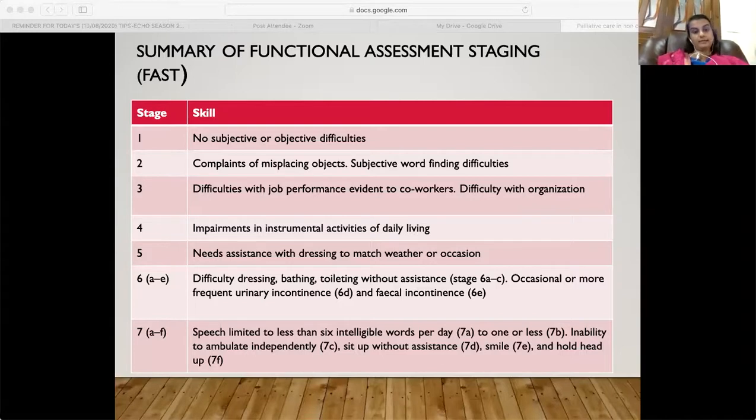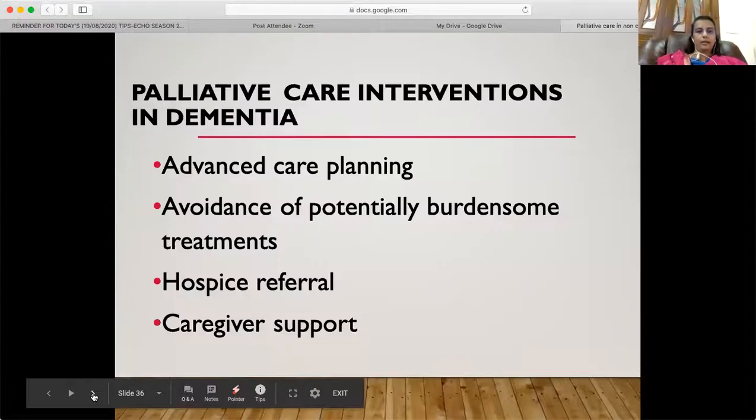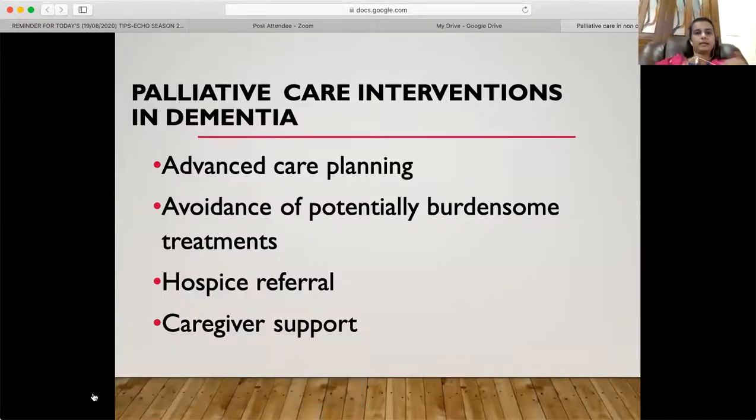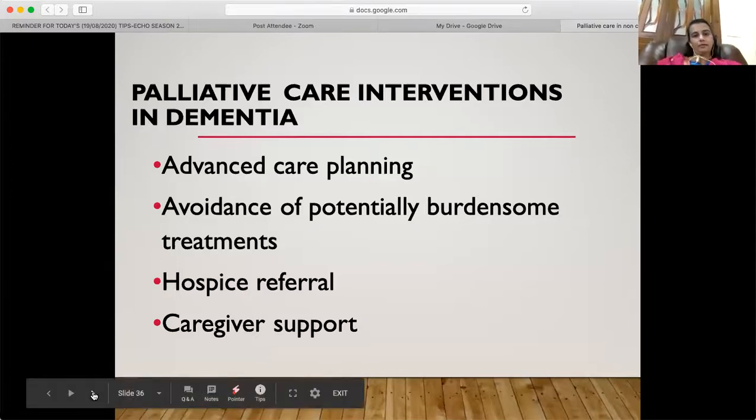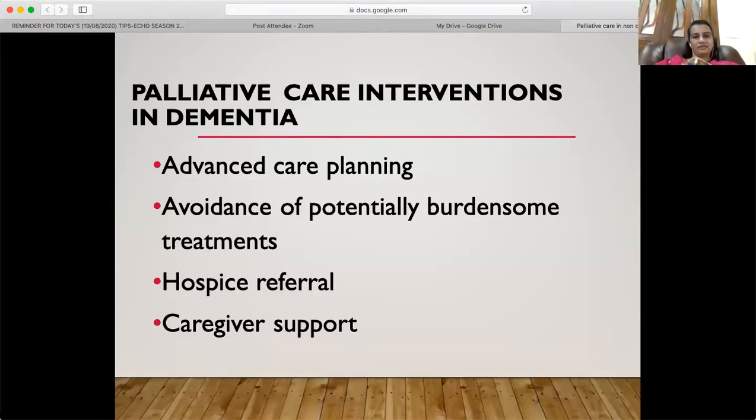And so, again, it will tell us what all help they need, what all cares they need. And what all can you do in dementia patients other than symptom control, which I've mentioned? Advanced care planning is very, very important. So why is it important? Think about George. In the last 1 year of life, how many hospital admissions he had, how many times he was admitted to ICU, and unfortunately, he ended up dying on a ventilator, which should have been completely avoided if there was proper advanced care planning.